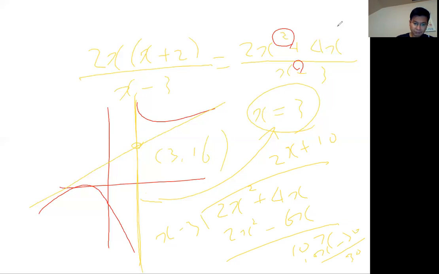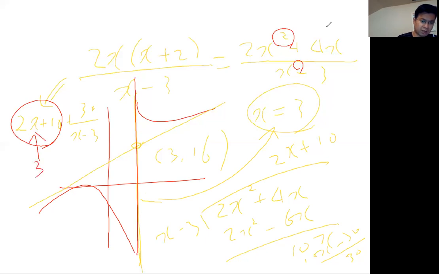So then we can rewrite this as 2x plus 10 plus 30 over x minus 3. And then the slanted asymptote is when you plug in 3 here, because the vertical asymptote is 3, so then it becomes 16. That's how you get the 16. But you don't need to worry about too much detail. You just draw the actual line, and that's what it is.